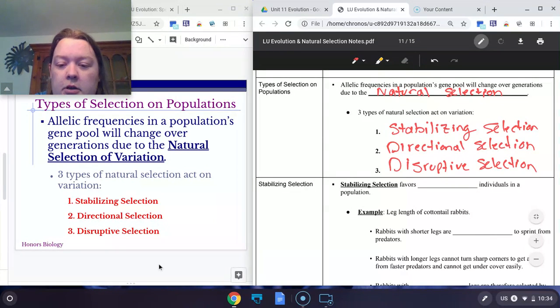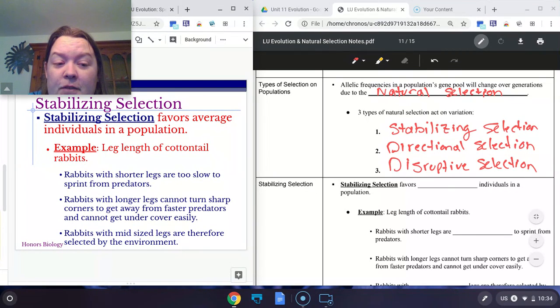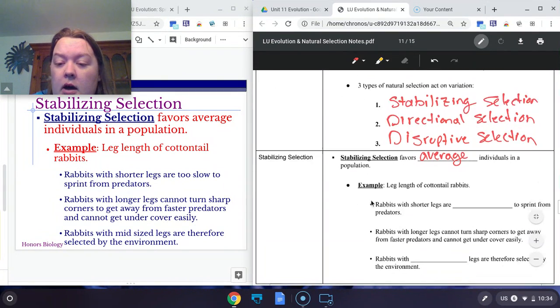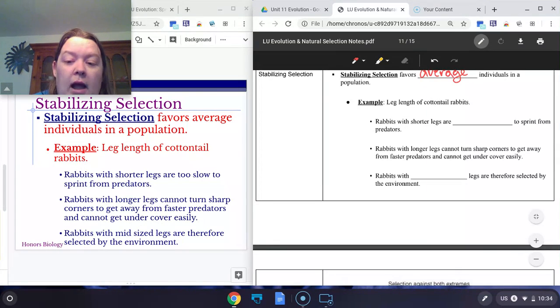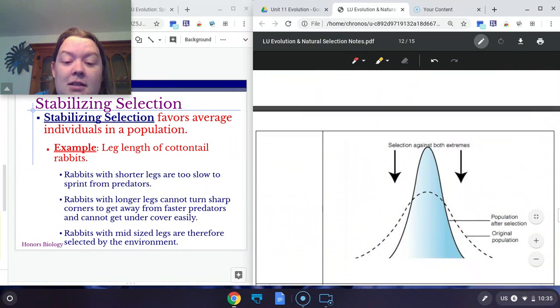So we're going to start with stabilizing selection. Stabilizing selection is selection that favors an average phenotype of individuals in a population. One example is the leg length in rabbits. Rabbits with shorter legs are too slow to sprint away from predators. Rabbits with long legs can't turn sharp corners to evade predators, and therefore they can't take cover easily. However, rabbits with mid-sized legs are able to do both. They're able to run really quickly and turn sharp corners to evade predators. Therefore, middle length legs are going to be the most beneficial.